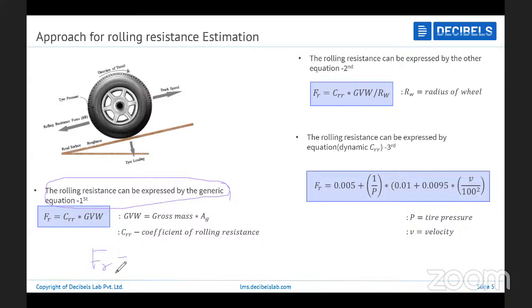FRR equal to CRR multiplied with GVW. If you see this particular equation, it is dependent on pressure and the velocity.